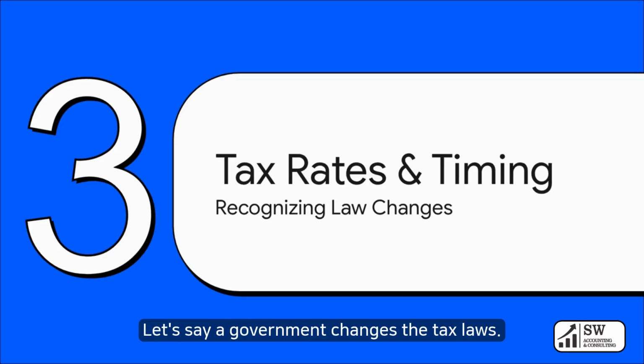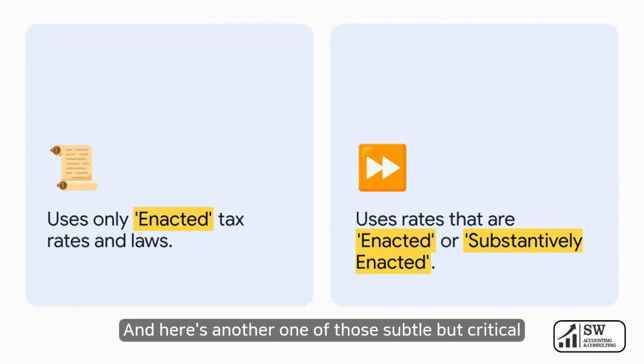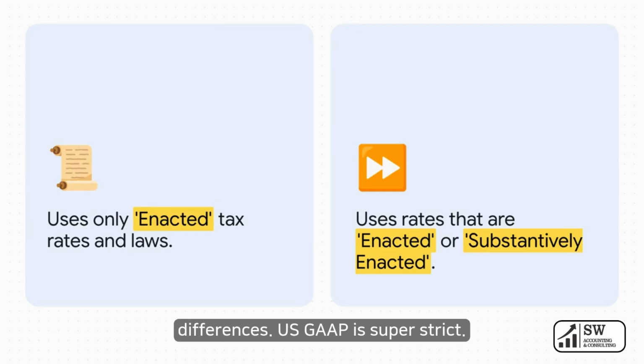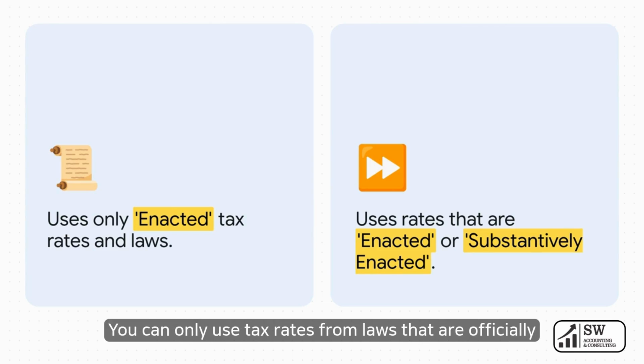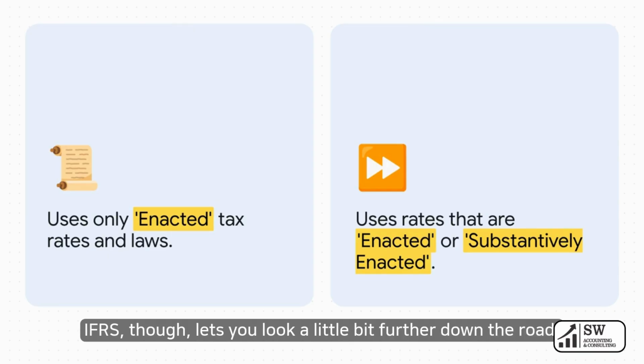All right, next up, timing. Let's say a government changes the tax laws. What's the exact moment, the trigger point, for you to reflect that change in your financial statements? And here's another one of those subtle but critical differences. US GAAP is super strict. You can only use tax rates from laws that are officially enacted as of your balance sheet date, period.